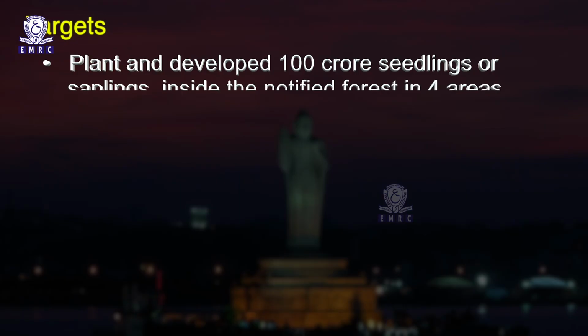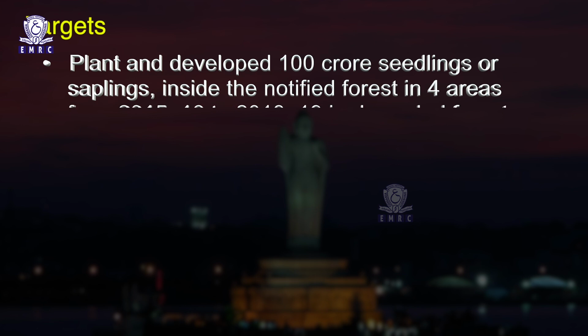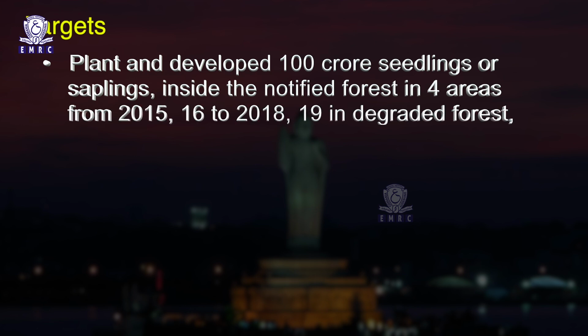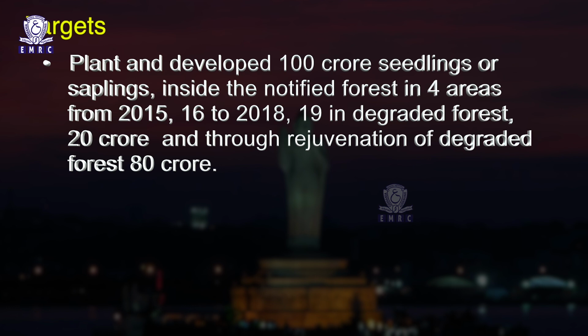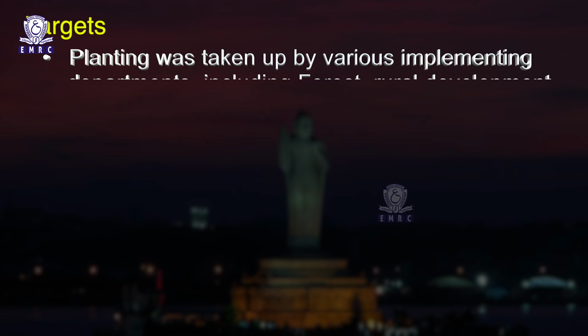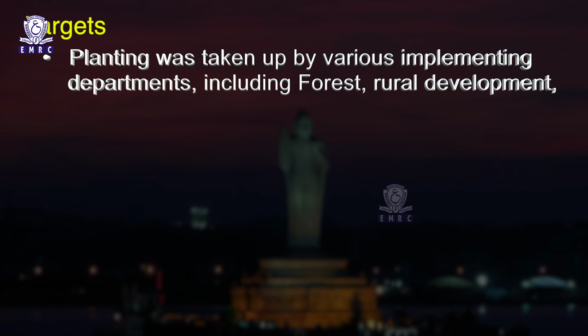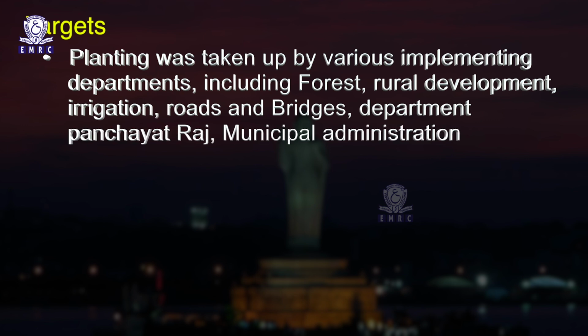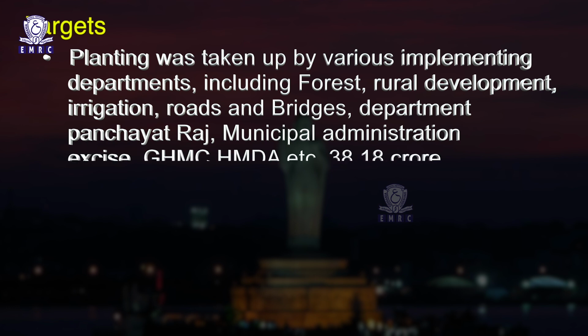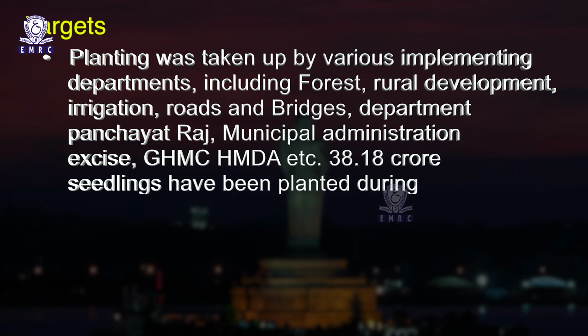Plant and develop 100 crore seedlings or saplings inside the notified forest in the 4 years from 2015-16 to 2018-19: in degraded forest, 20 crore, and through regeneration of degraded forest, 80 crore. Planting was taken up by various implementing departments including forest, rural development, irrigation, roads and bridges, Panchayat Raj, Municipal Administration, Excise, GHMC, HMDA, etc.